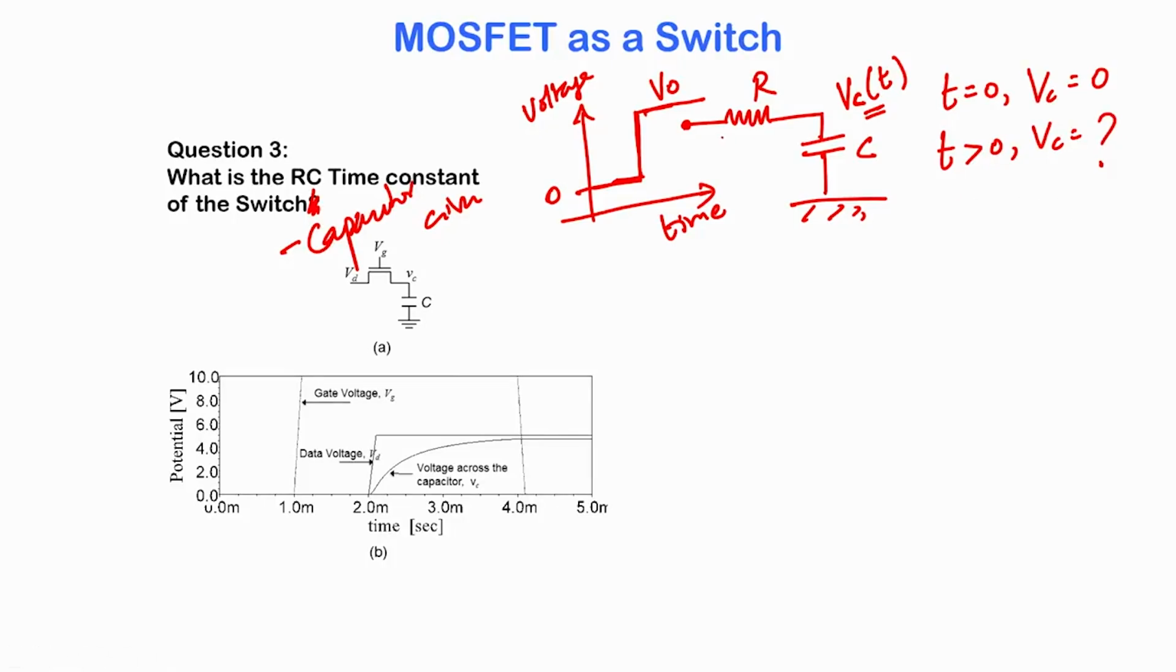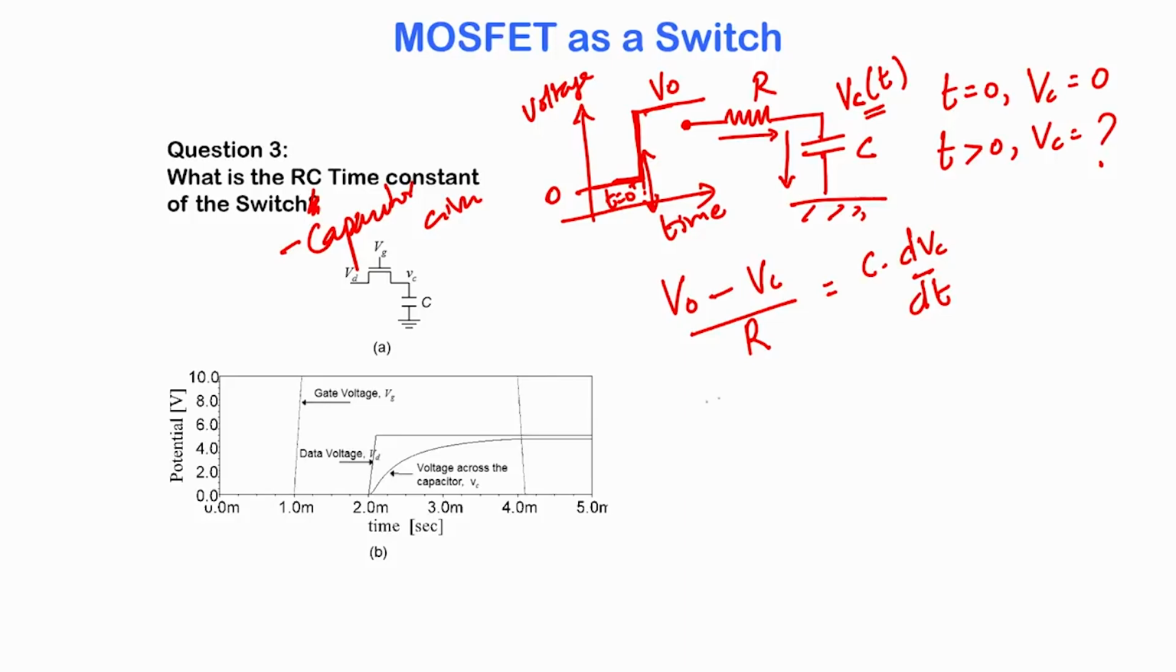Since the current through the resistor and the current through the capacitor should be the same, we say that the current through the resistor, just after turn on, at t equal to 0 plus, is V naught minus Vc, which is the voltage drop across the resistor, divided by R, and the current through the capacitor is C dVc by dt, which is basically the dq by dt through the capacitor.